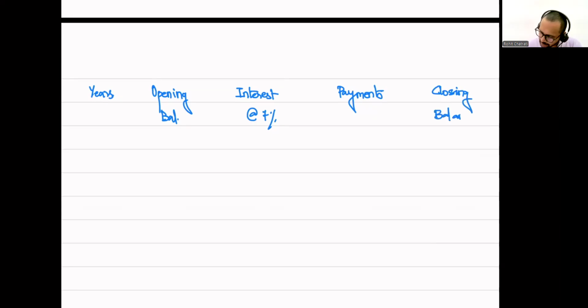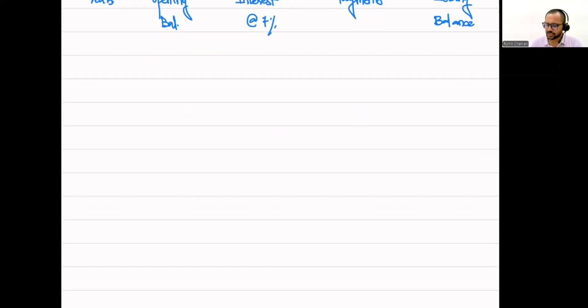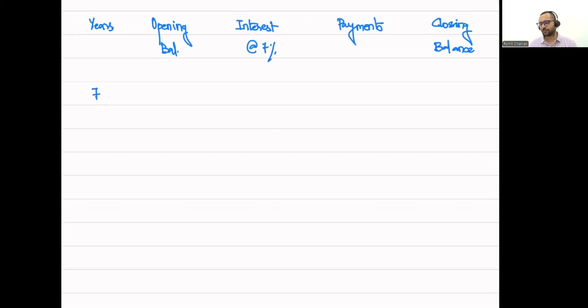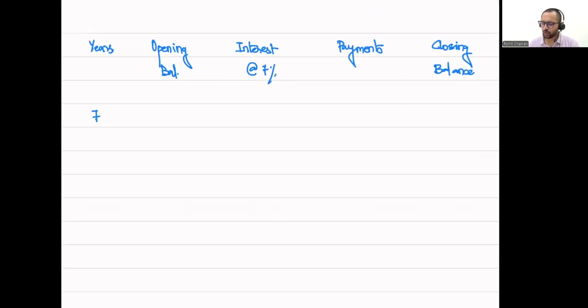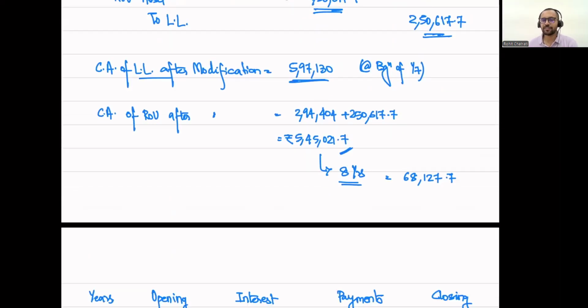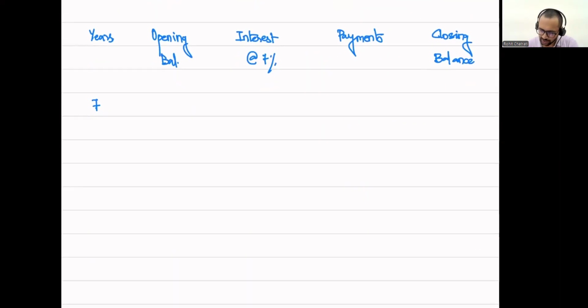Let's be a little quick. So we are going to have years. First will be year 7. We made the modification at the beginning of year 7. Therefore, we are now plotting for year 7. The opening balance of lease liability is the carrying amount after modification, which is 5,97,130.